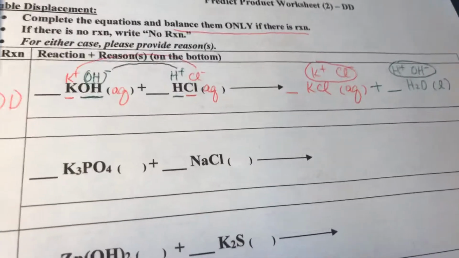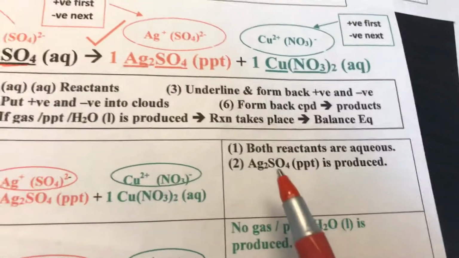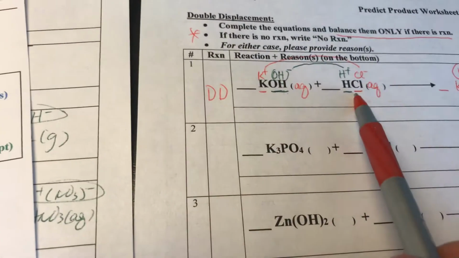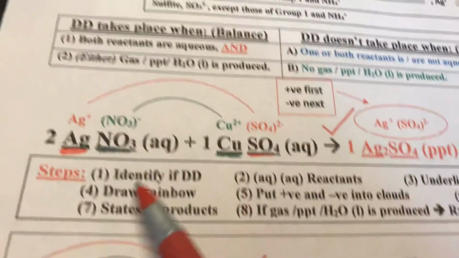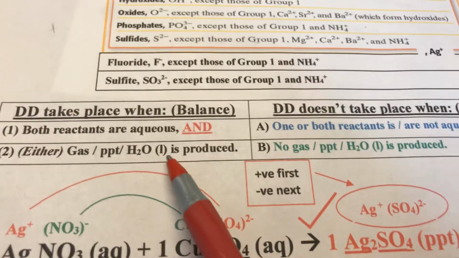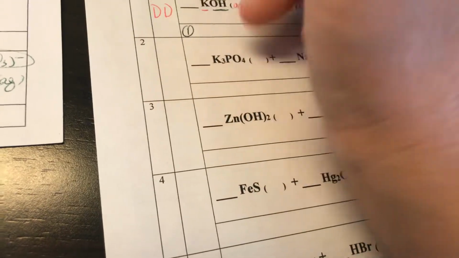So here, do we need to balance the equation? Yes, we do have to balance the equation because based on the reaction, the condition, I have two things. Number one, both reactants are aqueous. And number two, H2O liquid is produced. Either one of them is fine. So we got to write the reason. We use the black pen to write the reason.